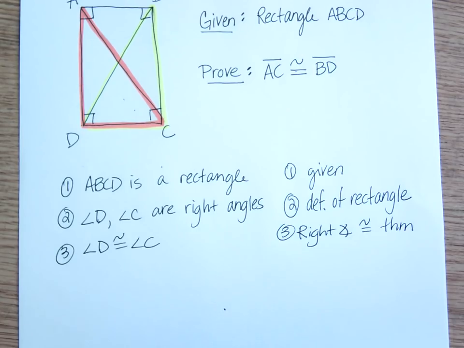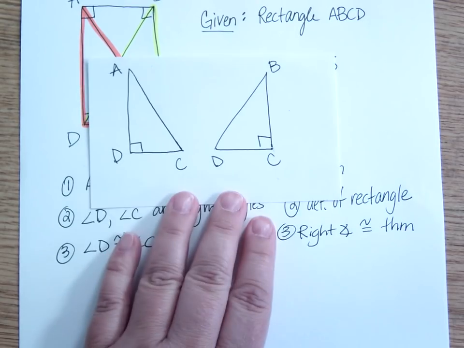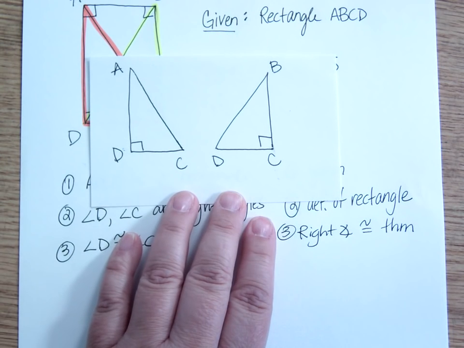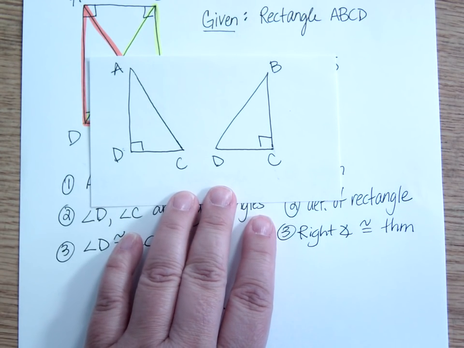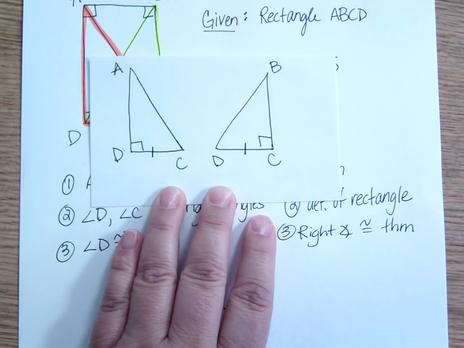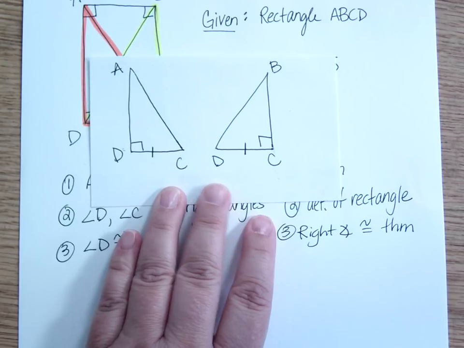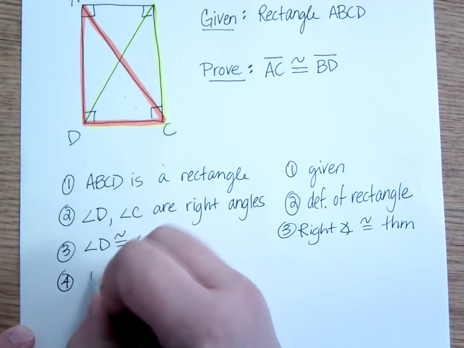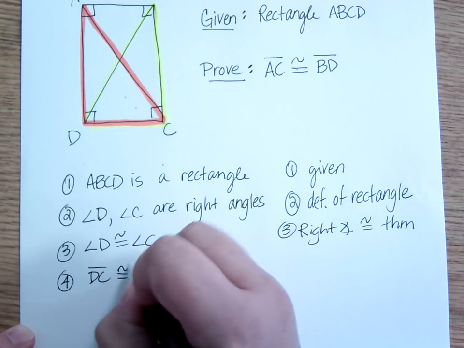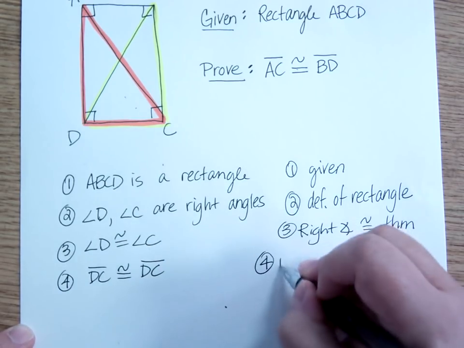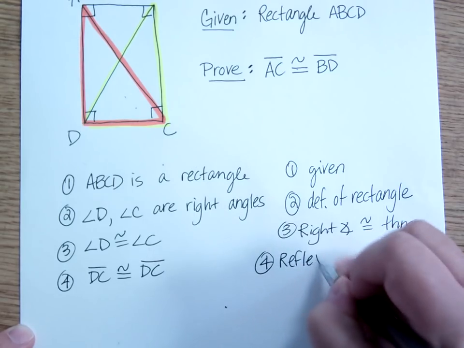Okay, so I've got one thing ready to go. I've got one pair of congruent angles. What else is congruent on these two triangles? How about DC is congruent to itself? So there's a pair of sides. Okay? DC is congruent to itself by what? That would be the reflexive property of congruence. I'm just going to say reflexive.